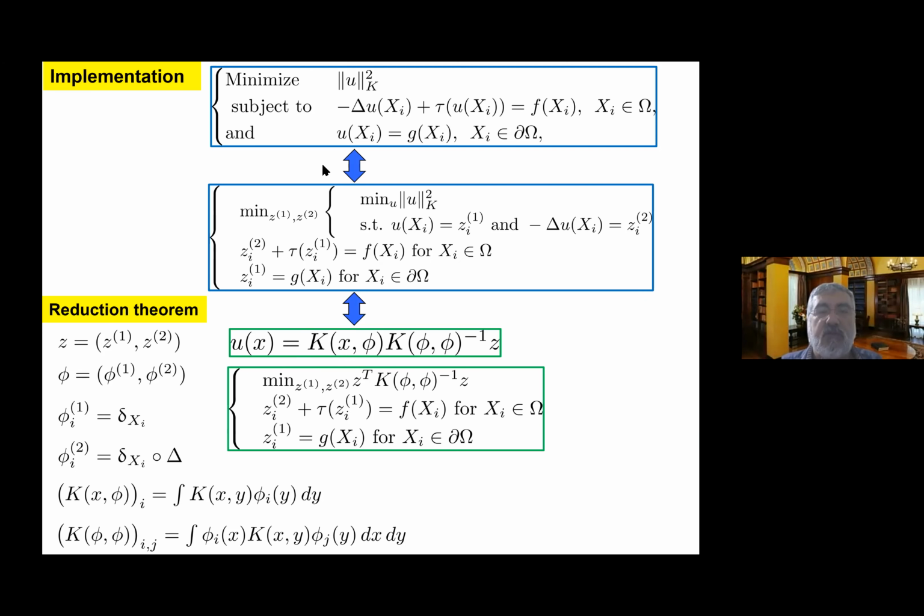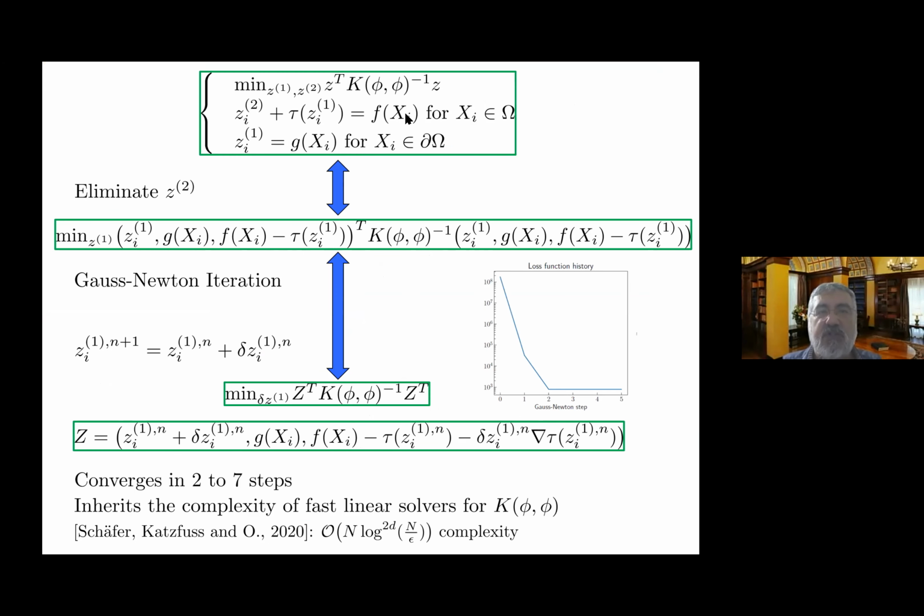Now, to solve this reduced finite dimensional constrained optimization problem, we use the constraints to eliminate one of the optimization variables, which here is the vector z2, whose entries are the values of the Laplacian of u at the collocation points. We turn this nonlinearly constrained quadratic optimization problem into an unconstrained non-quadratic optimization problem. To solve it, we simply use a variant of the Gauss-Newton algorithm.